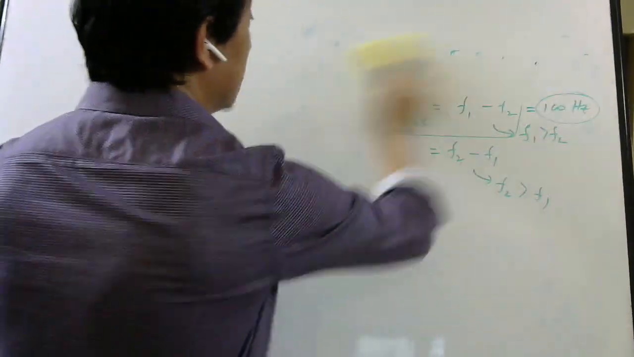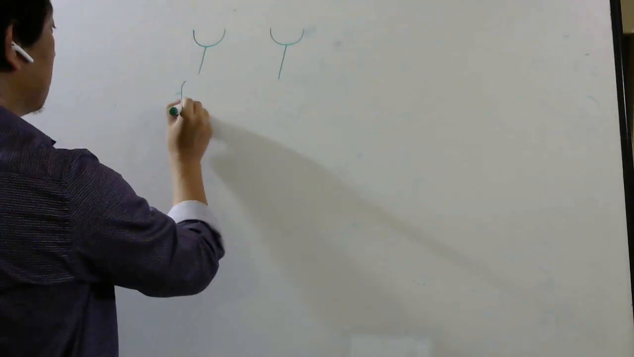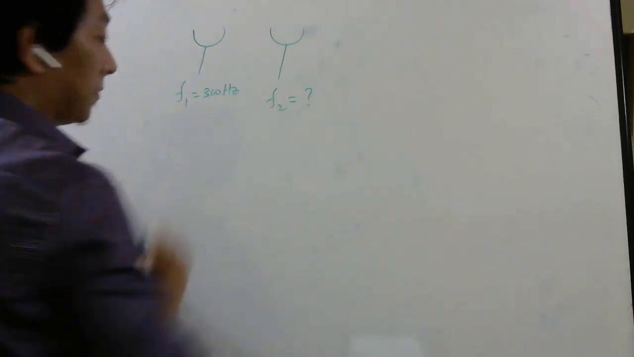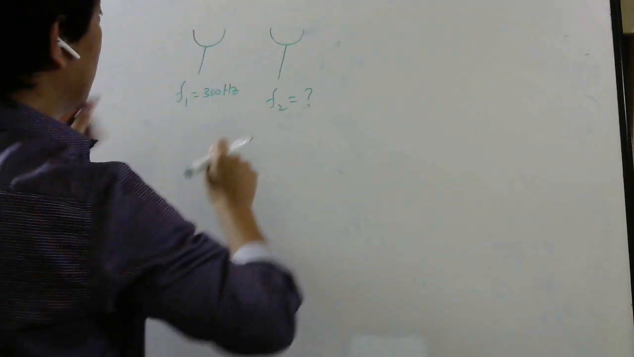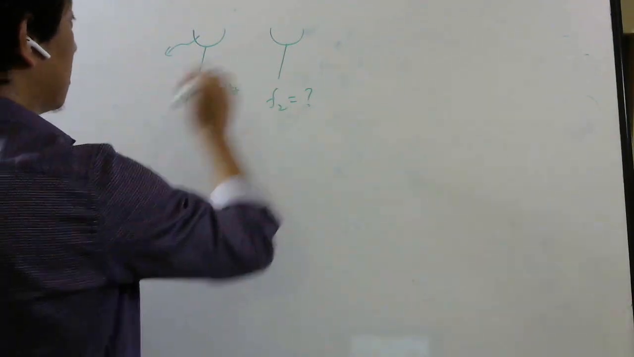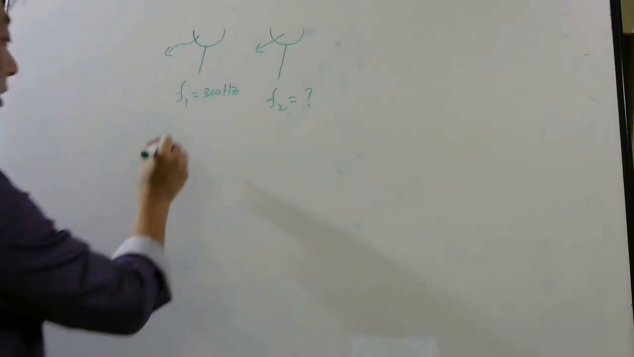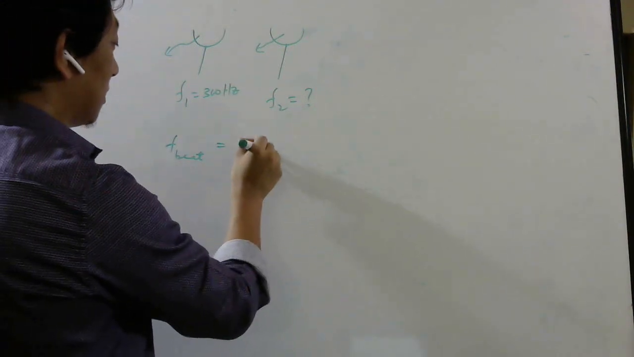Okay, so once we know this formula, usually you will get this kind of questions in NEET or CET. So you will have two tuning forks. Okay, so this has frequency, let's say 300 hertz. This has unknown frequency. Okay, try to understand this. Now, when you sound them together, they are slightly different, let's say, so you will hear some beats, and those beat frequency is equal to, let's say, 4 hertz.